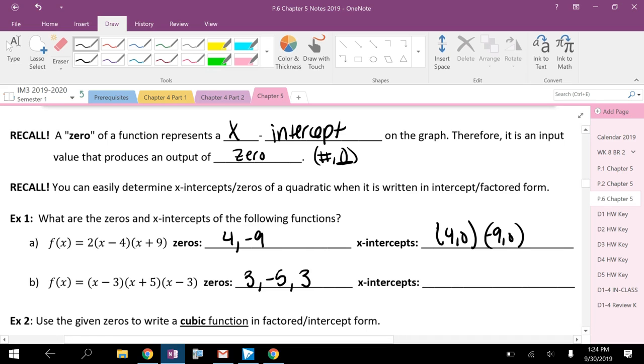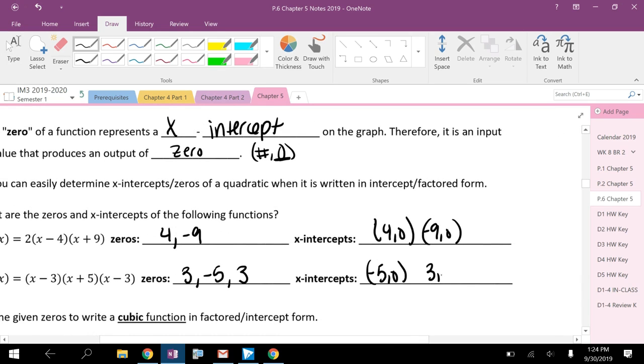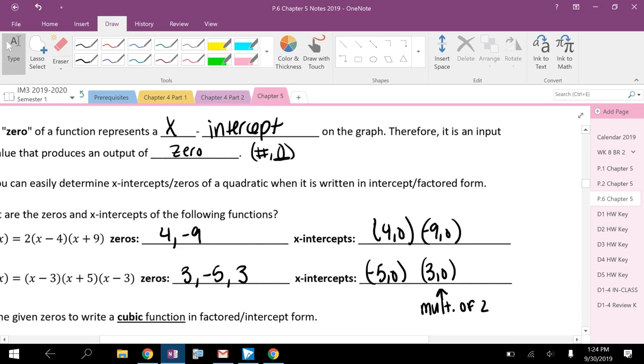Again, it's not super important that you remember that, but if you ever see that terminology, multiplicity of 2, it means that there's 2 zeros that happen at the same spot. Okay, so the x-intercepts would be at -5, 0, and it would be at 3, 0, and I'm going to write this down for you in case you would like to remember. It has a multiplicity of 2. And I'll try to show you what that means.